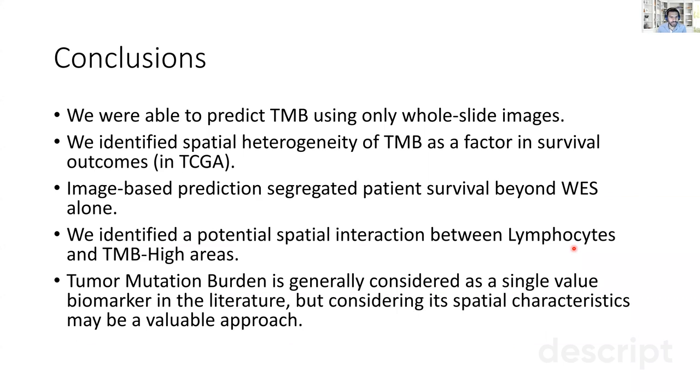So in conclusion, we were able to predict TMB using only whole slide images. We identified that spatial heterogeneity of TMB could be a factor in survival outcomes, at least in TCGA. We found that image-based prediction was able to segregate patient survival beyond what sequencing alone methods could do. We identified that there's a potential interaction between lymphocytes and tumor mutation burden. And finally, tumor mutation burden is generally only considered as a single value, but maybe considering its spatial characteristics could be a valuable approach for prognosis.